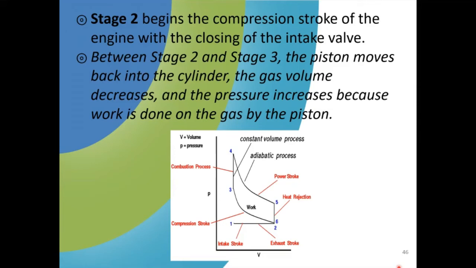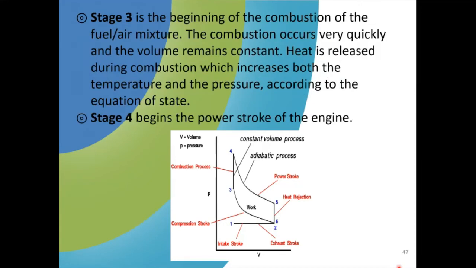Between stage 2 and stage 3, the piston moves back into the cylinder, the gas volume decreases and the pressure increases because work is done with the gas by the piston. Stage 3 is the beginning of the combustion of the fuel or air mixture. The combustion occurs very quickly and the volume remains constant. Heat is released during combustion, which increases both the temperature and the pressure according to the equations of state.